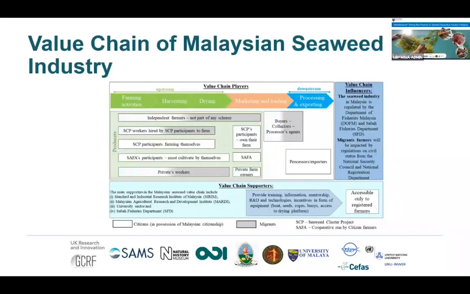This diagram is the value chain that was developed through this study, which consists of value chain influencers, supporters, and players. In this presentation, attention should be given to the value chain players, which involve migrants in these activities. The value chain players consist of upstream, marketing, and also downstream activities.